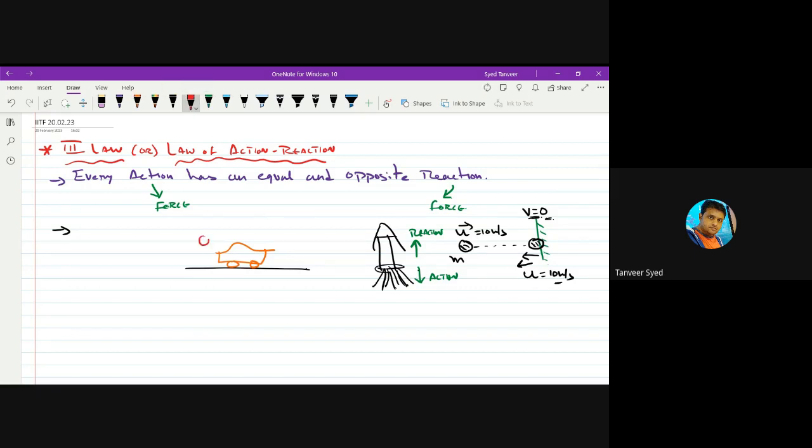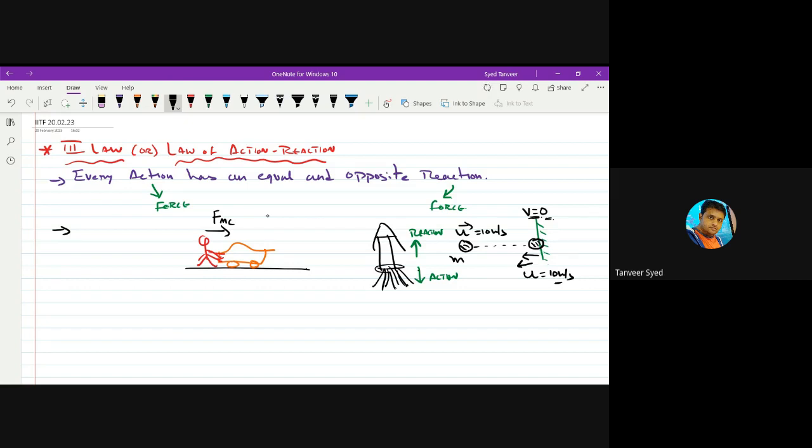So you are here and you are pushing the car. You are pushing the car means you are applying force on the car. Force by man on car.